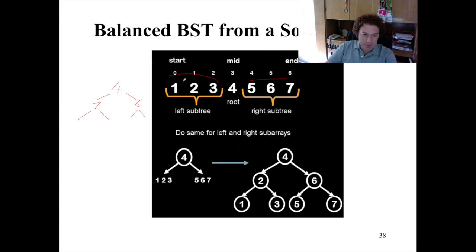2, left subtree is only one element. If it is one element, it is the base case, you can quit. Just put it here without any further recursion. And basically, this is what you get, okay? Perfectly balanced tree at all times because of the nature of the input.